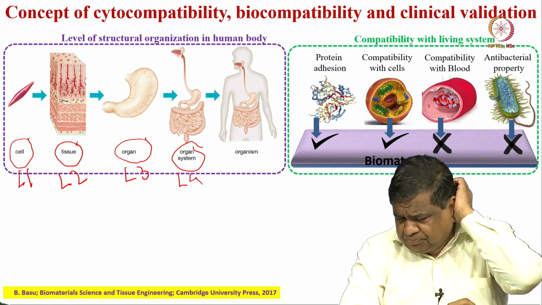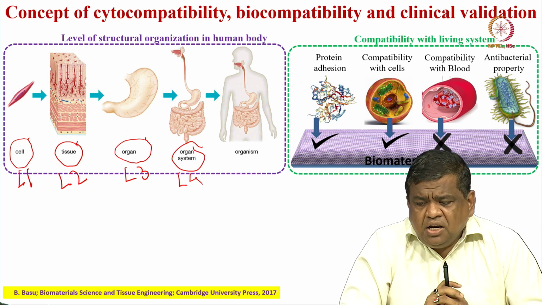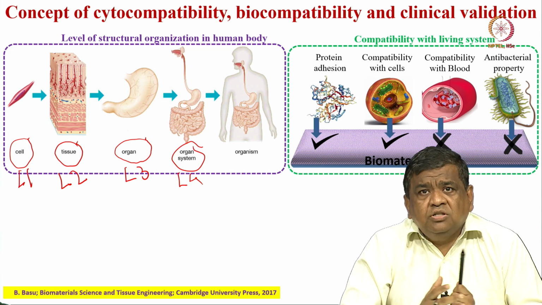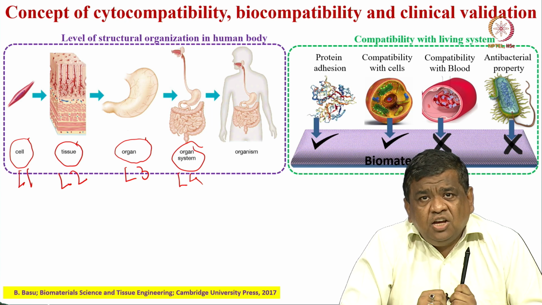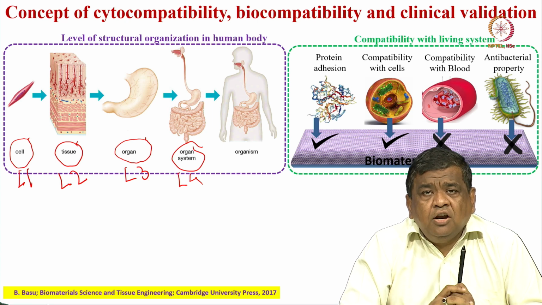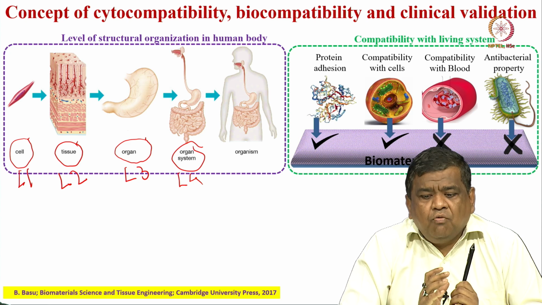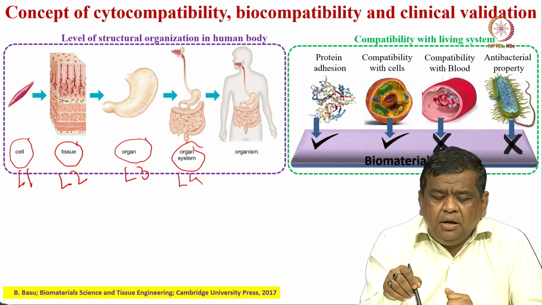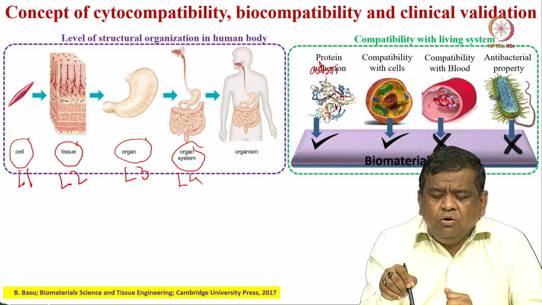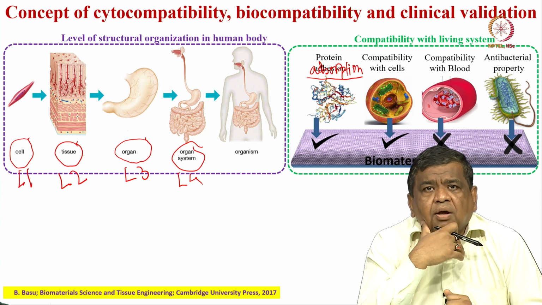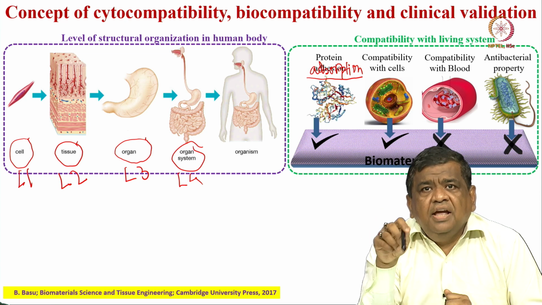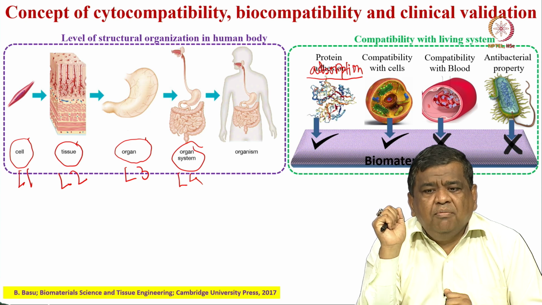So, now what is the compatibility of the living system? For example, any biomaterials that you develop outside the human body, when you place it inside the human body, it is expected to interact with the key components of the human body. And what are the key components? For example, protein. Once you put it in the human body, protein actually needs to get absorbed on the biomaterial surface, and protein absorption is the first key step before a cell essentially starts interacting with a biomaterial surface.